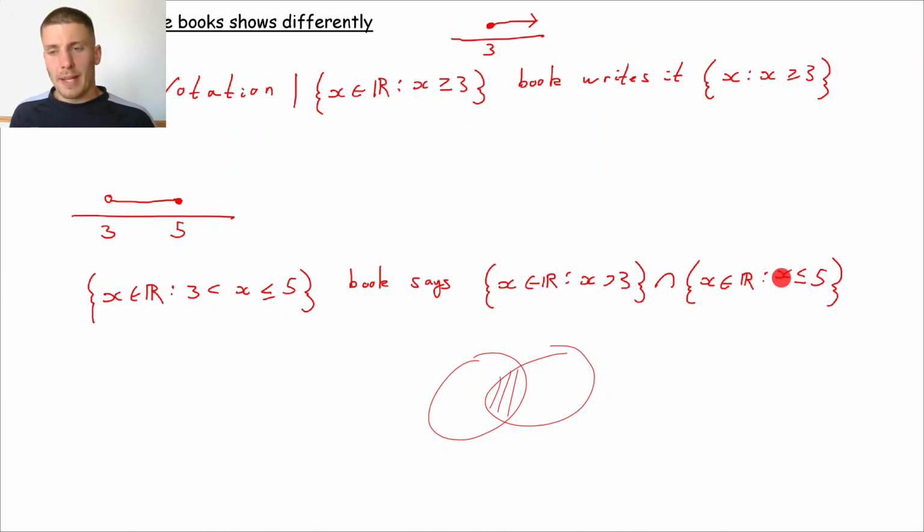x belongs to x being less than or equal to the number 5. So we're looking at all of the numbers between 3 and 5, which is this part here. So they represented it in 2 separate regions with the intersection symbol. But they mean the same thing. It's just recognizing that. So don't let that put you off. But personally, I write it using this notation and this notation.